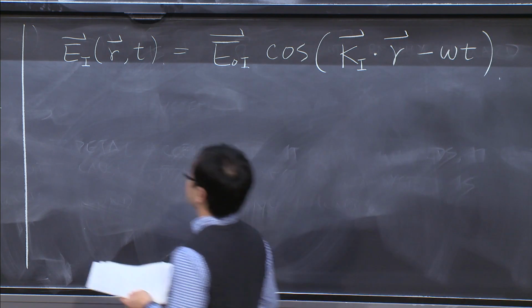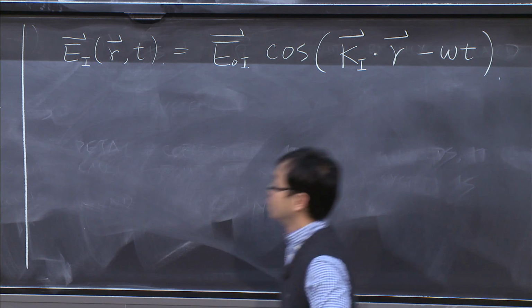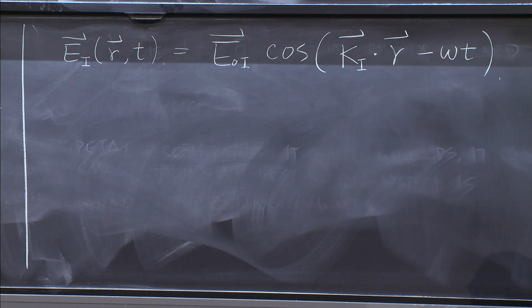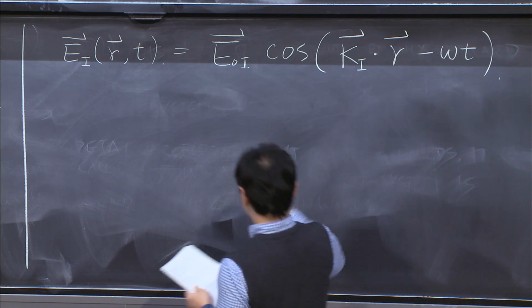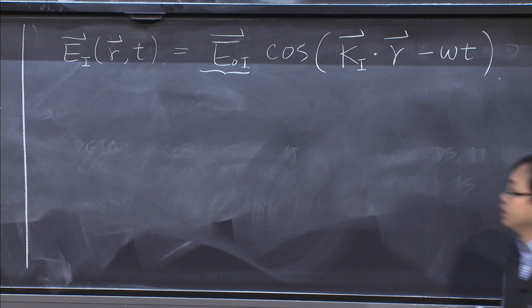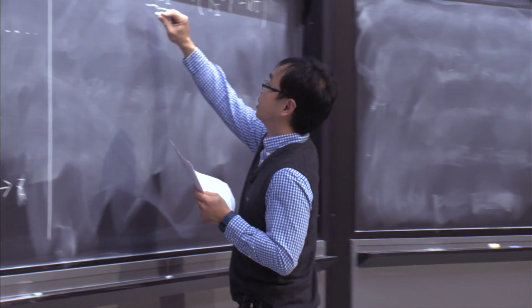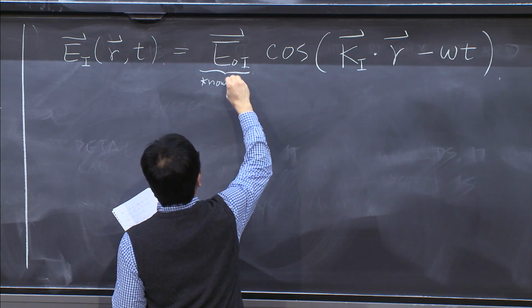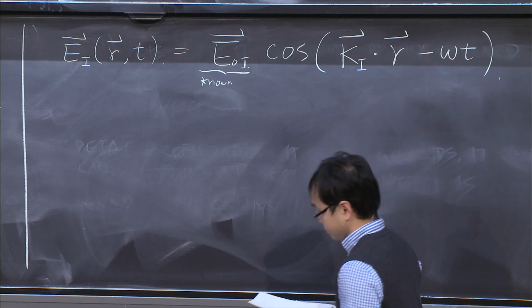So this is describing the incident wave, which I call E_I. Since I know what the incident wave is, E0I is a known quantity.